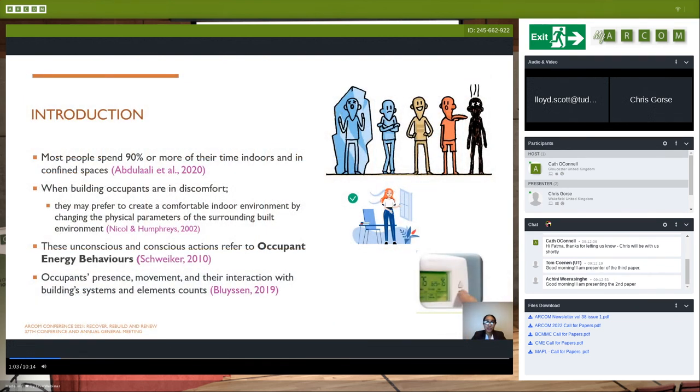Studies say most people spend 90% of their time indoors. Be it at your office or home, when you stay longer at one place, you may eventually try to feel comfortable within that environment and take unconscious and conscious actions to improve your comfort levels. These actions refer to occupant energy behaviors, including occupants' presence, movement and their interaction with building systems and elements. Therefore, the occupant should not compromise the energy savings of the building when they modulate their comfort.